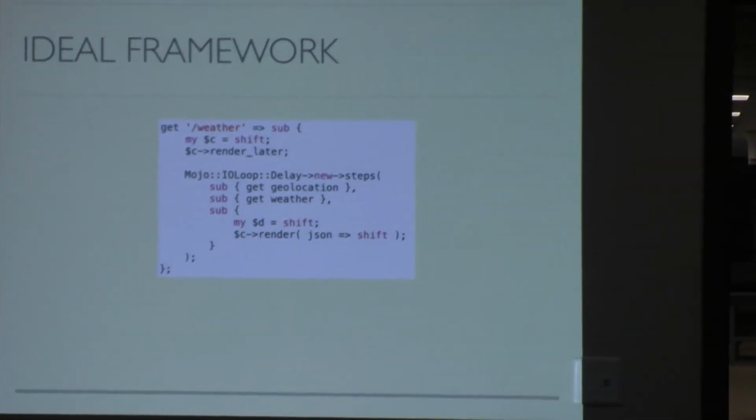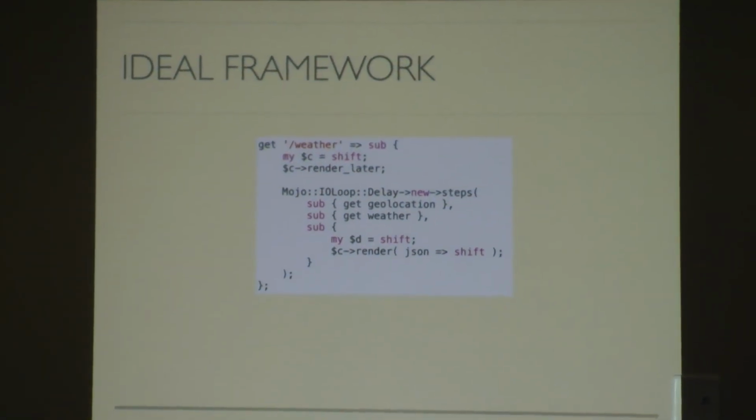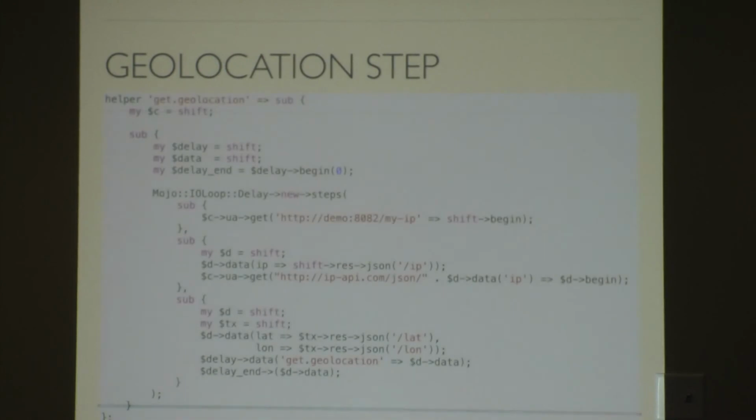So wouldn't it be nice if we had a controller that looked like this, where we have a delay object, and we had some kind of a magic function that gave us the geolocation, and another one that gave us the weather, and then we got to render. So what would geolocation look like? It would look exactly like this.